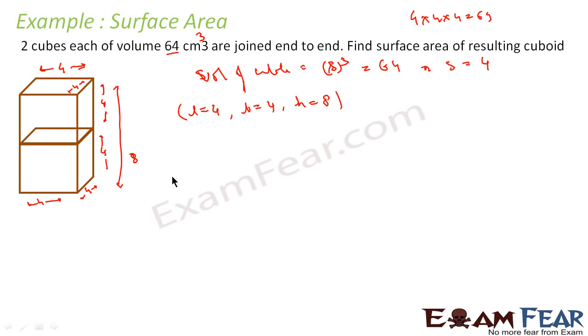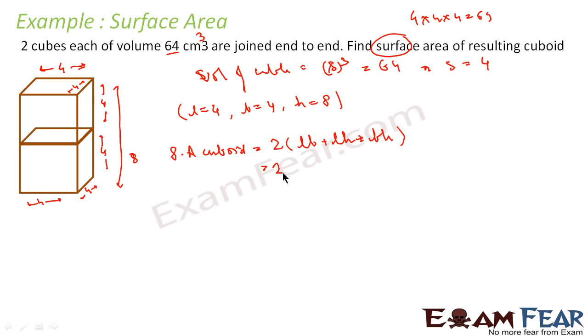Now we have to find the volume of the new cube. No, we have to find the surface area of the new cuboid. We know the formula: surface area of cuboid is nothing but 2 into length into breadth plus length into height plus breadth into height. This formula we know. All these formulas we have learned in the earlier classes.